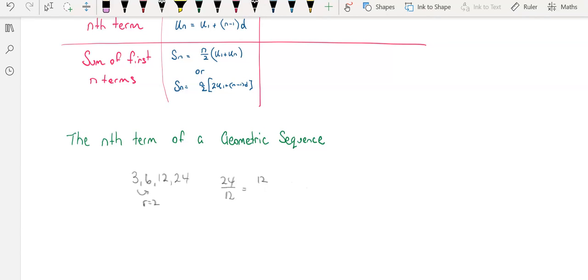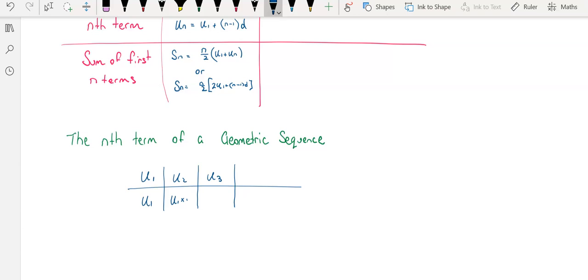Okay, so how do we develop the nth term? If we start out generally, let's say our first term is u1. Let's just set up perhaps a little table. So u1, u2, u3. My first term is always just u1. Our second term, what happens to u1 in a geometric sequence is that any term to the next term is multiplied by a common ratio.